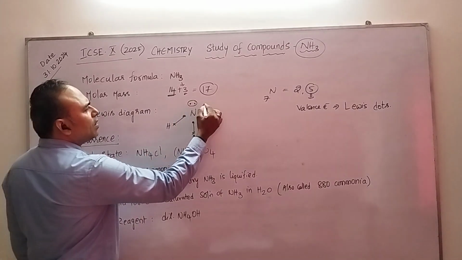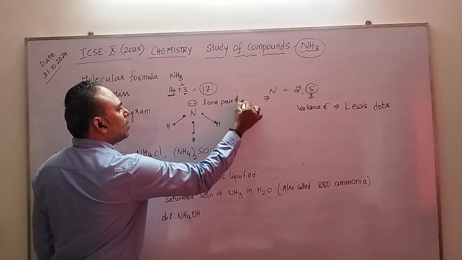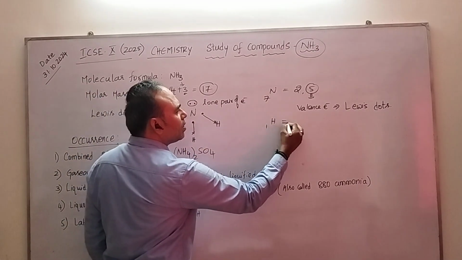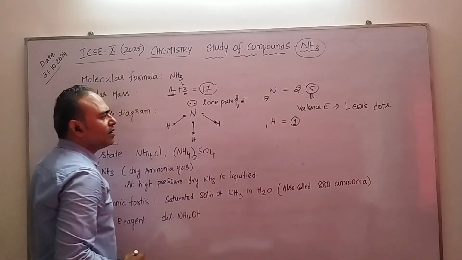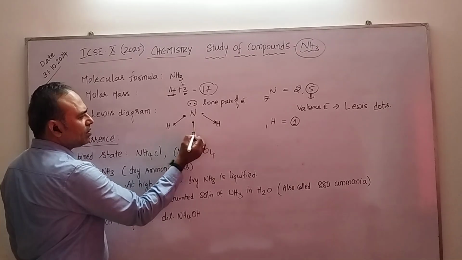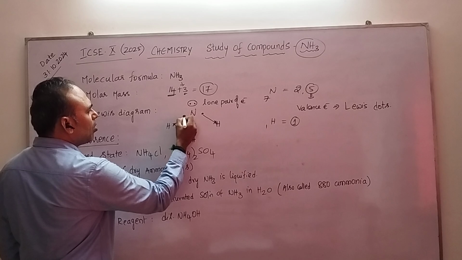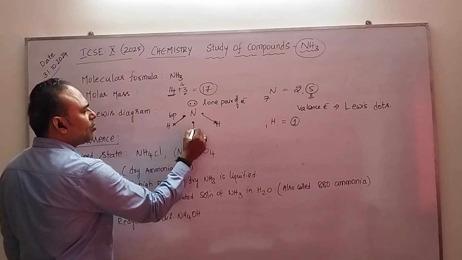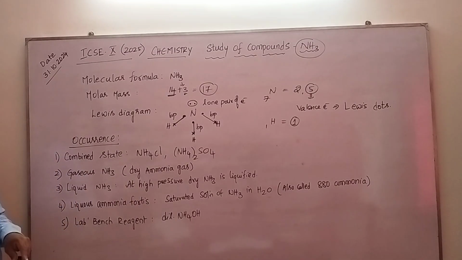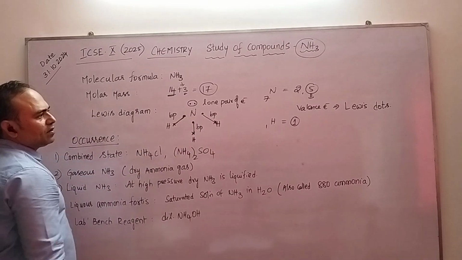So this will not participate in the bonding, hence you call it a lone pair of electrons. And hydrogen, atomic number is 1, so therefore it has 1 valence electron. We represent that single electron like this. So 3 hydrogens with the electron here. Now there is a covalent bond formation, and you call it a bond pair. This is bond pair and this is also bond pair. So we can observe that in ammonia structure we have 1 lone pair of electrons and 3 bond pairs.